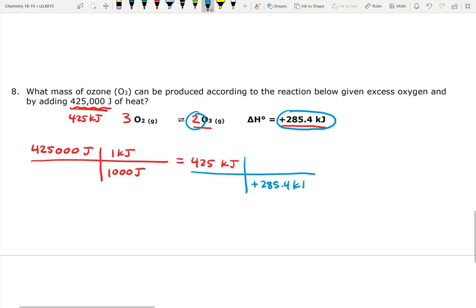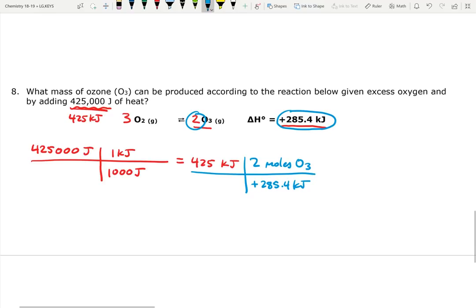285.4 kilojoules for every 2 moles of ozone gas being made. So there's our ratio from the balanced equation. A little different than the ones we've done up to this point because we're starting the problem with energy instead of starting it with grams of something and then having to get to that later on. But we're not quite done.